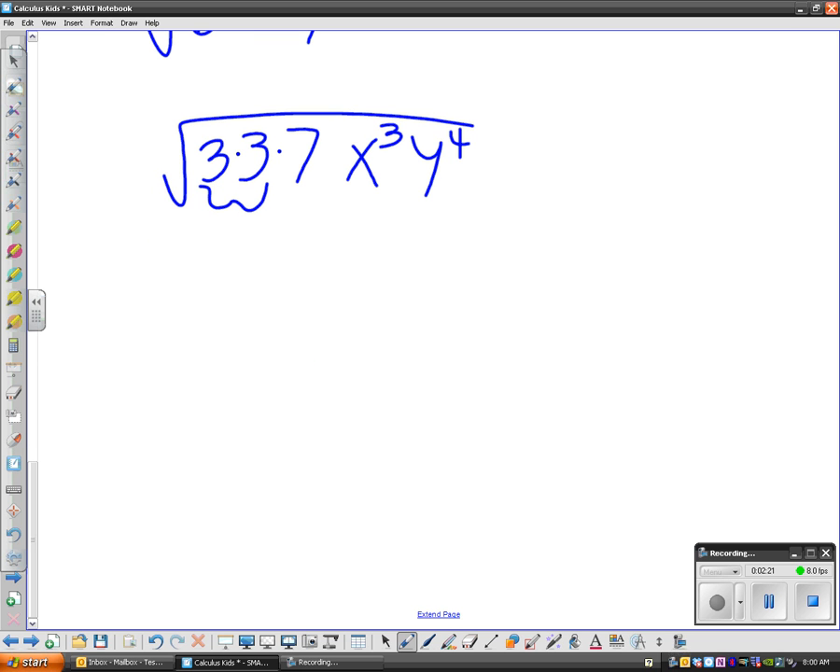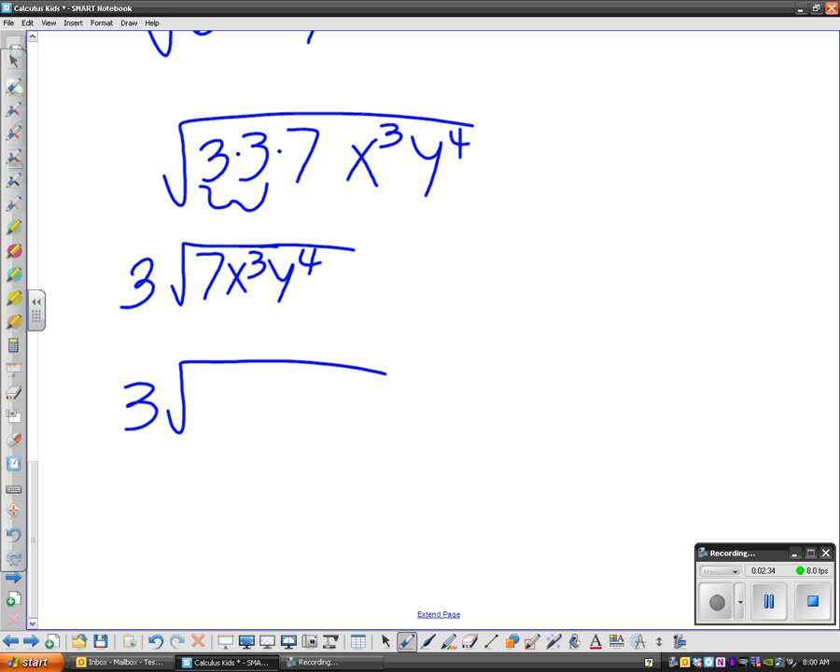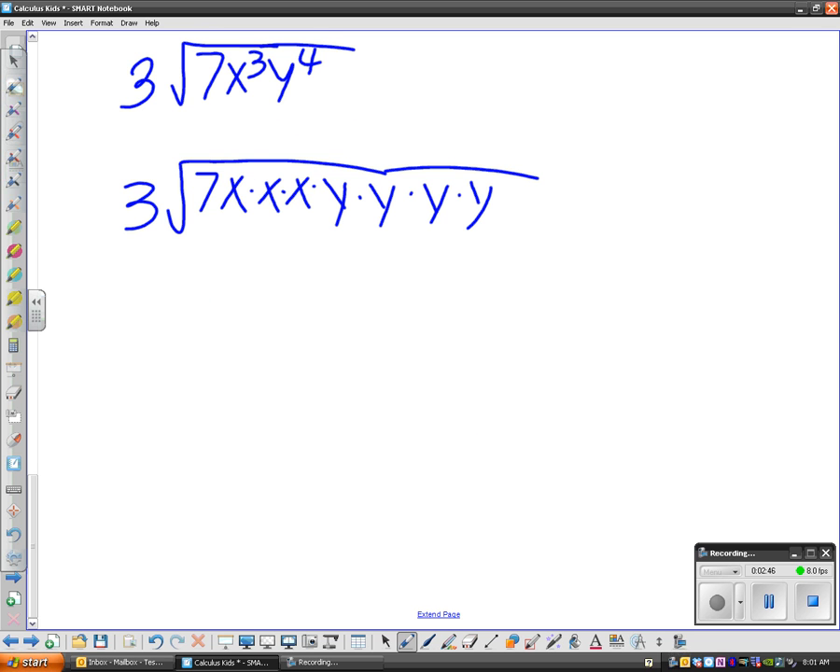We have our pair of 3s. So now 1 goes on the outside. We're left with 7x cubed y to the 4th. Well, I know that x cubed has at least 1 pair. So we can rewrite this as 7x times x times x. We can also rewrite our y's now also. So now we see that we have a pair of x's here, a pair of y's here, and another pair of y's here. So we have 3 pairs in all.